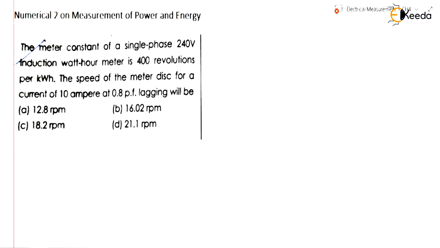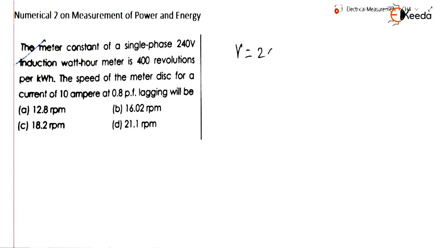The second numerical related to the measurement of power and energy, let us read the numerical. The meter constant of a single phase 240 volt induction watt hour meter is 400 revolutions per kilowatt hour. The speed of the meter disc for a current of 10 ampere at 0.8 power factor lagging will be, and they have given the four options. Options are in revolutions per minute. Okay, so let us first note the given data.